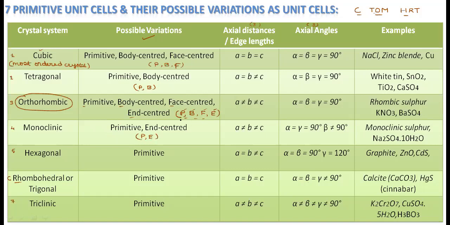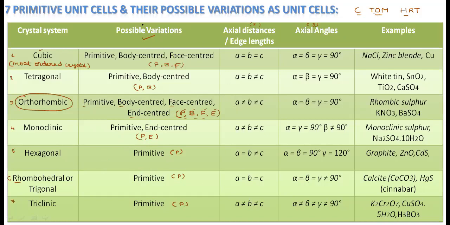Orthorhombic as PBFE: the first one as PBF, the second one as PB, and the next one of orthorhombic is first and last, primitive and end centered. If you remember these 4, then the remaining 3 in the code of CTOM HRT will have only primitive type of unit cells. So these will show only primitive type, not any other type.